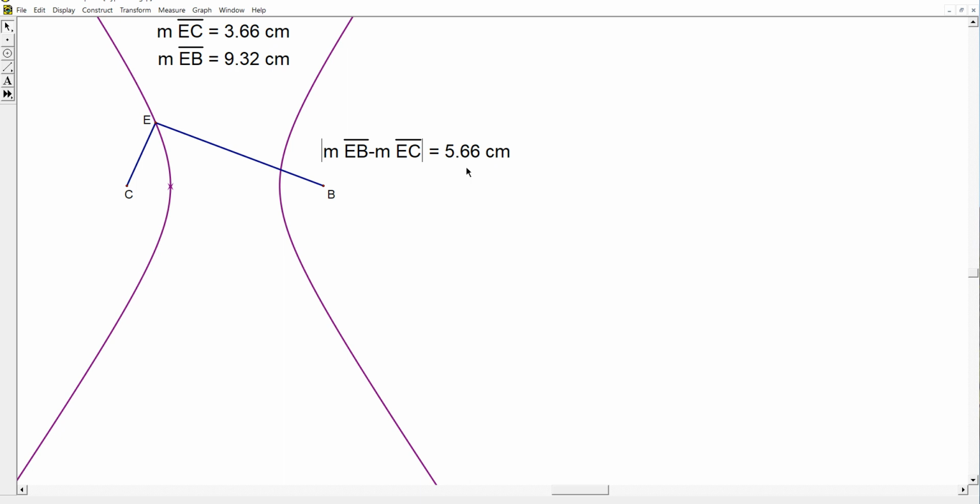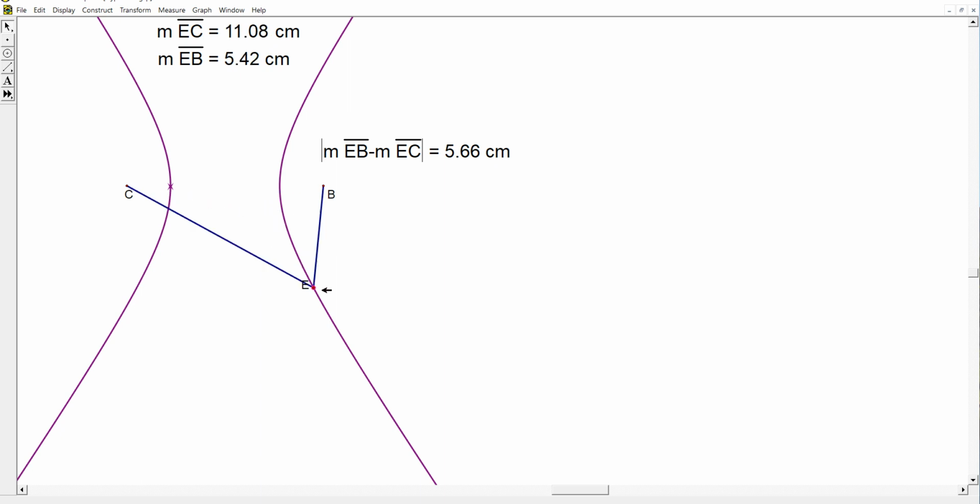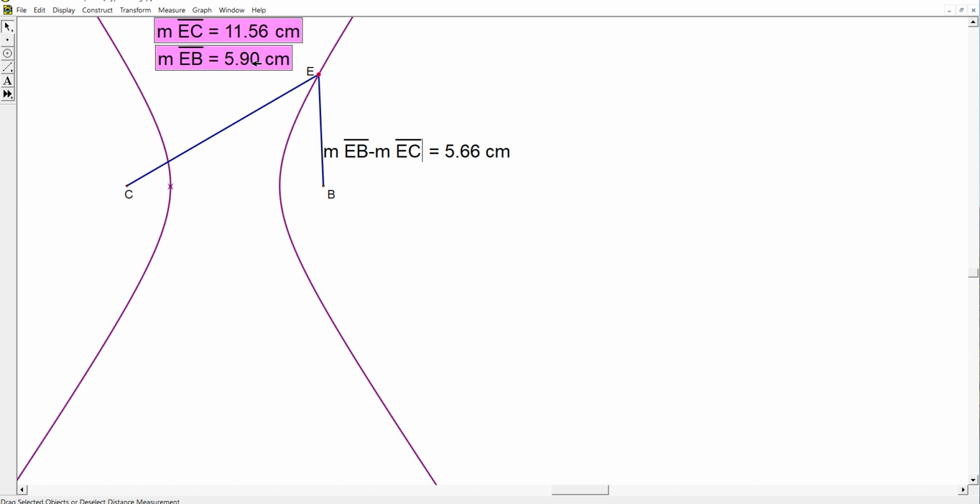Okay, so watch as I drag it, put it in a different spot. So there's an example, 2.46, 8.12. If you subtract those two numbers, you get 5.66. Okay. So drag it over here. Take this point, put it on the other branch. No matter where I drag that point, these two distances will change. But the difference of the two distances never will. 11.56 minus 5.9 is 5.66. So that's what makes something a hyperbola. So a subtraction between two distances always comes out as a constant.